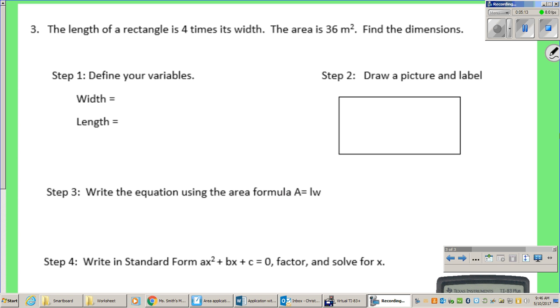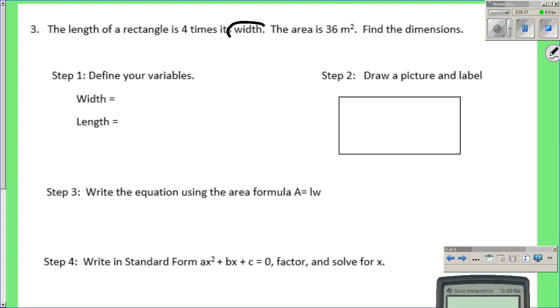Find the dimensions. We've worked with problems similar to this when we wrote linear equations, but that dealt with perimeter. Now we're talking about area. Remember that when we're looking to define our variables, you want to think about, are we comparing the length to the width, or are we comparing the width to the length? I always tell my students to look for the word that's at the end of the sentence next to the period. That's usually what we're comparing to.